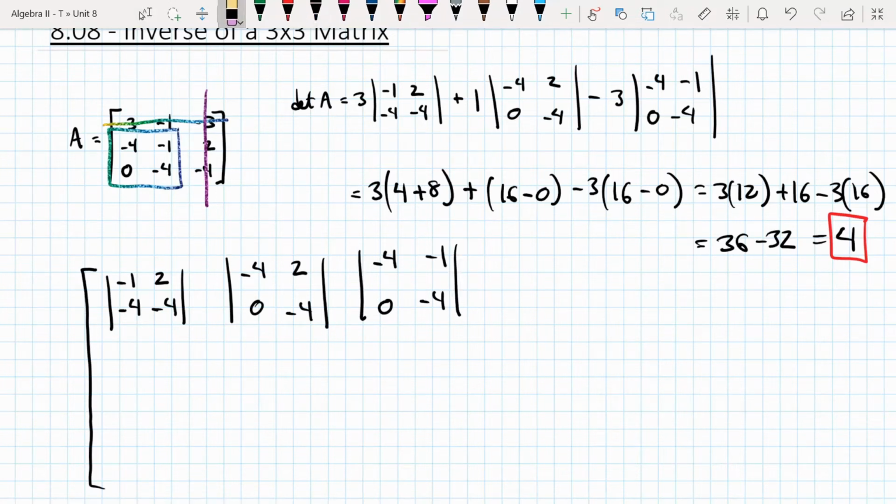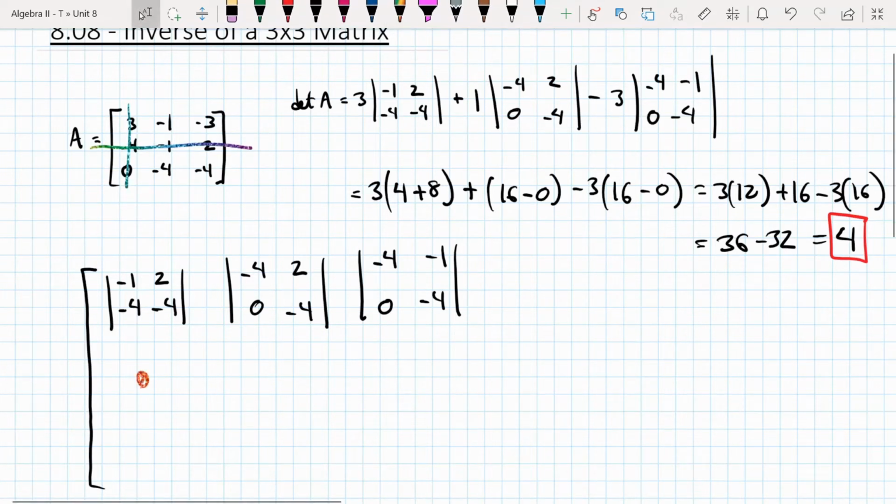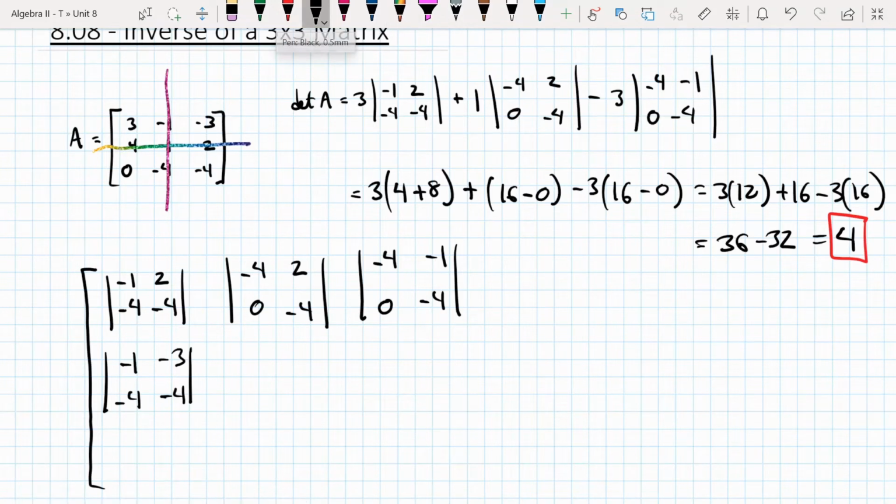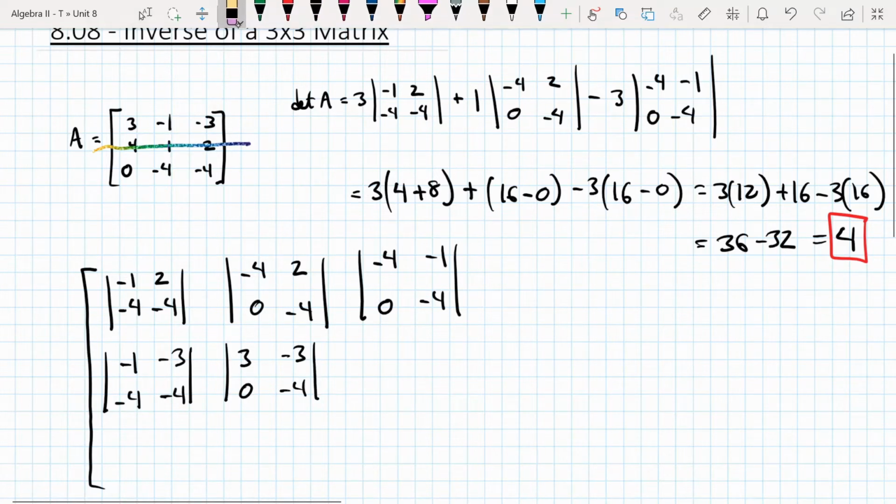Now let's do the next row. We're going to be dealing with row number 2 now. So we're crossing off the first column and the second row, because that's where we're located right here. And so we end up with -1, -3, -4, -4. Second row, second column. Those are going to be the numbers on the endpoints. So 3, -3, 0, -4. Second row, third column. So these numbers right here now. 3, -1, 0, -4.